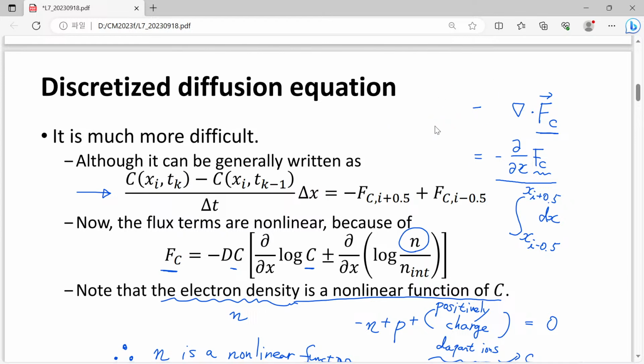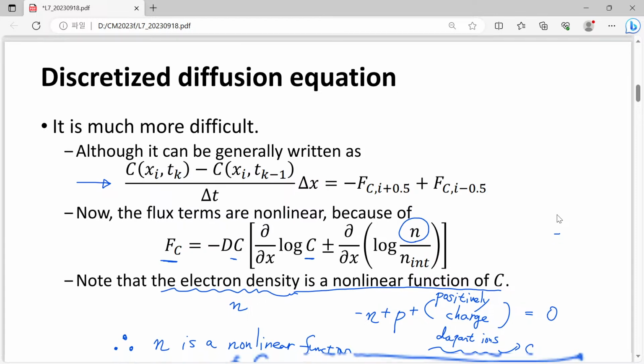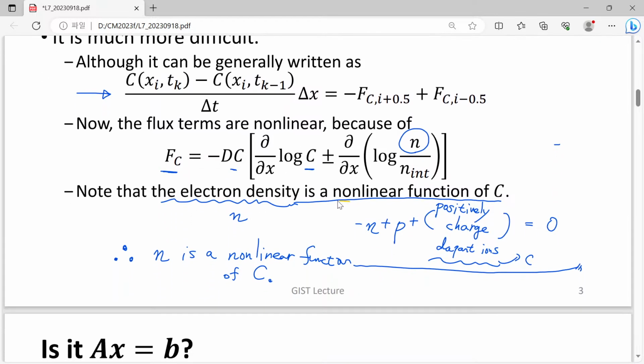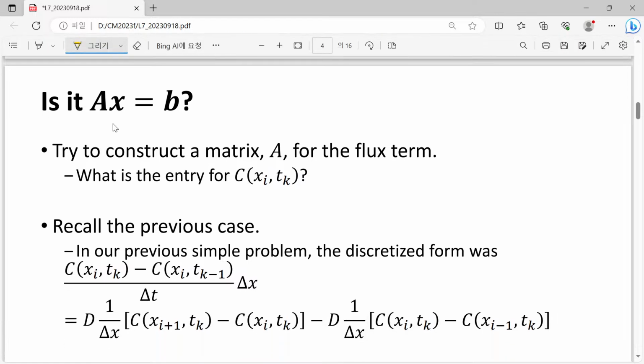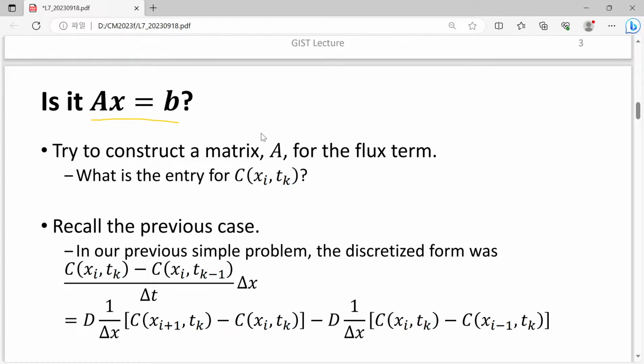Now we understand, although we are considering quite a simple system, considering one species. However, if we introduce the drift effect into our consideration, then it becomes much more complicated because the system becomes a nonlinear system. Anyway, we wanted to express it as an AX equal to B matrix equation system. Then maybe we can solve it and calculate the X value.